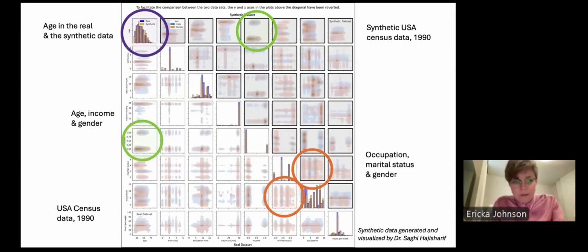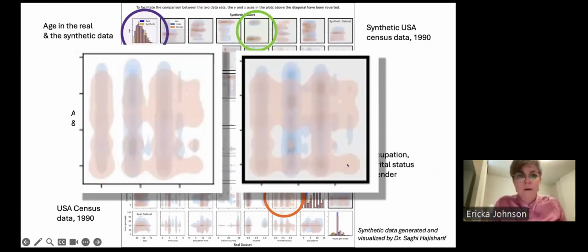But then we looked down here, for example, and looked at the intersection of occupation, marital status, and gender. And what we saw was that it was much more pink in the synthetic data than in the real data. So we went back and looked at that particular intersection and the data points that were being represented there.